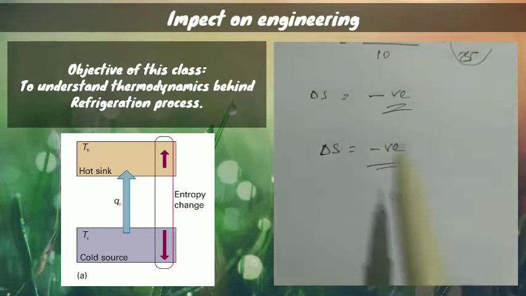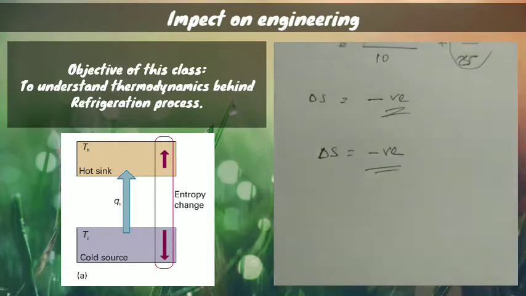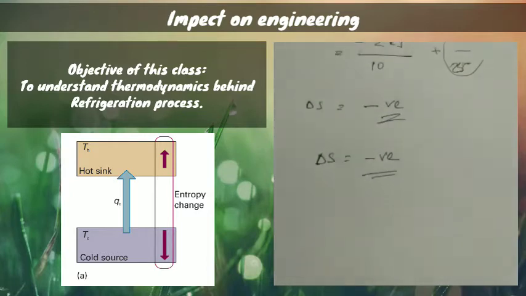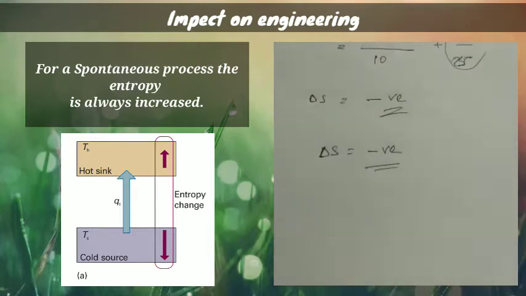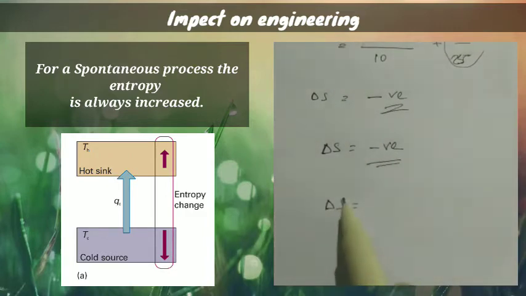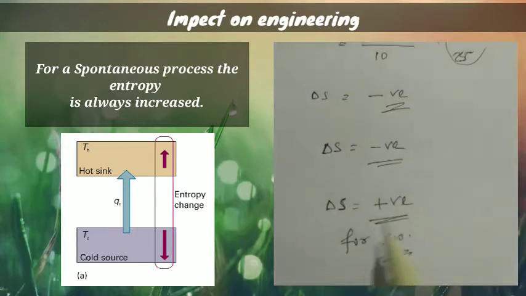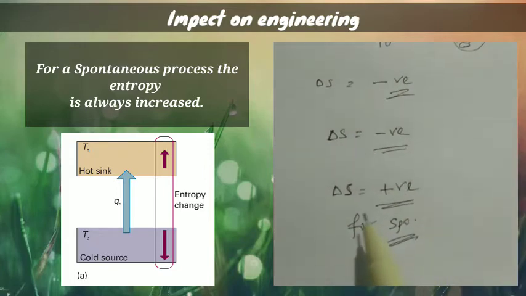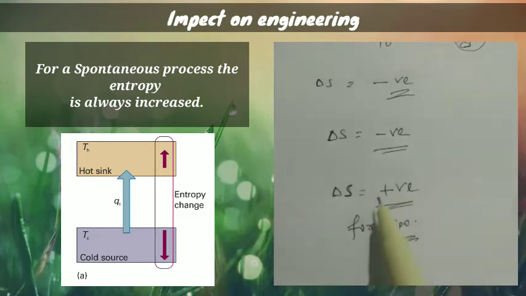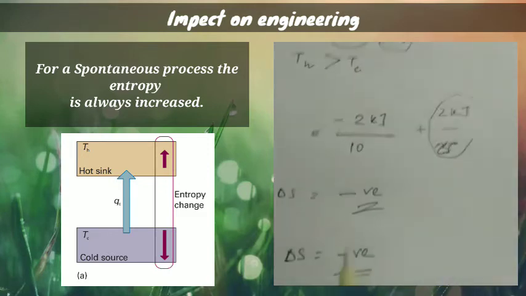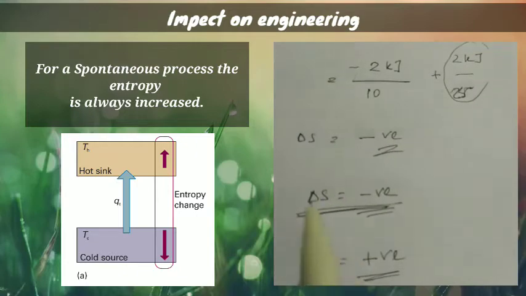From the second law of thermodynamics, we know that for a spontaneous process, the entropy is always increasing. Entropy is increasing means what? The change of entropy must always be positive. That means increasing, no? It must always be positive for a spontaneous process. So if we are saying that the process is spontaneous, that means the entropy change is positive. But in this case, you see, we have found that del S is negative.